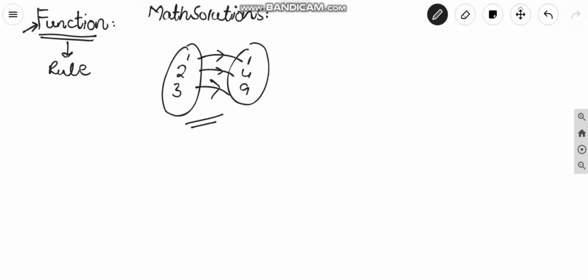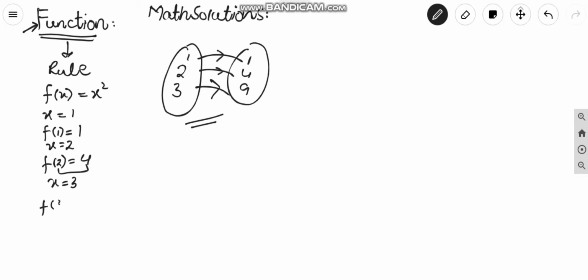3 with 9. So the rule or the function through which we have related 2 with 4 is x square. When we put x equal to 1, our function will return f of 1, that is 1. When we put x equal 2, our function will return f of 2, that is 2 square, that is 4. It means that this function has related 2 with 4. When we put x equals 3, our function will return 9. It means that this function has related 3 with 9. So in simple words, function is basically a rule.